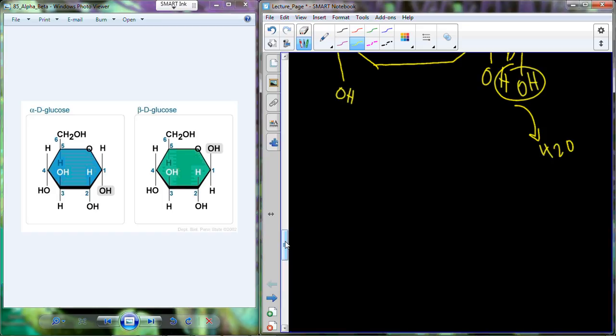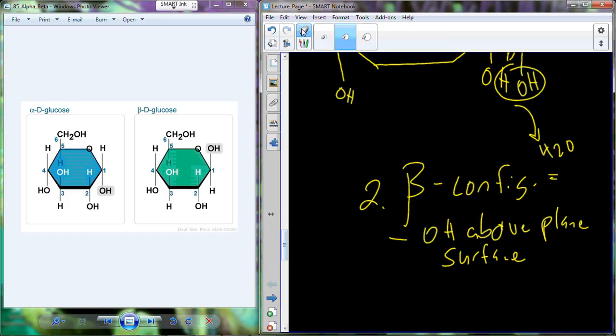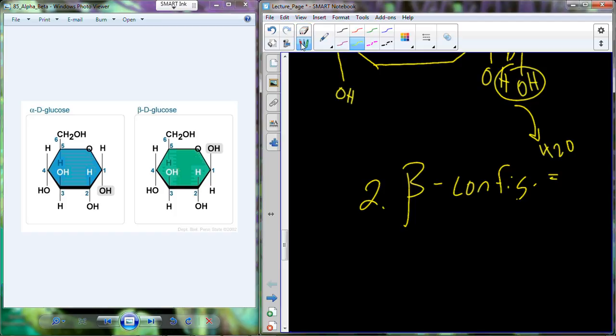Now, when I get over to my beta configuration, I end up with my OH. I'm sorry, I'm going to write that wrong. There you go. Ignore that. Sorry, don't write that down. Delete it. In the beta configuration, the 1,4 linkage, those molecules, so we're looking at this molecule now, each one is going to be rotated 180 degrees. And I'm going to try to draw this up here again in just a second.